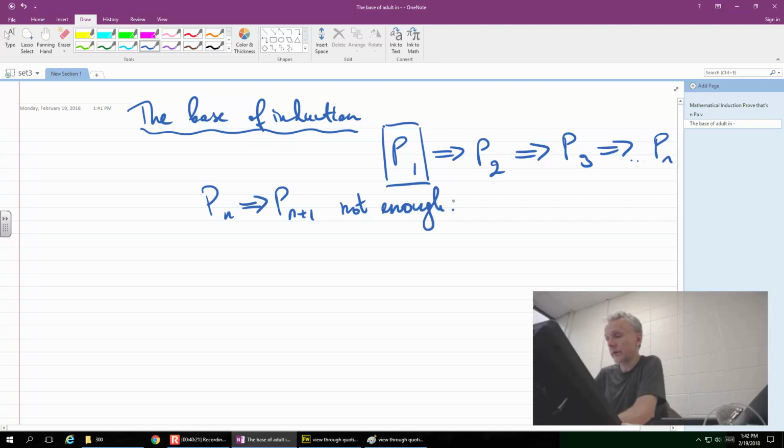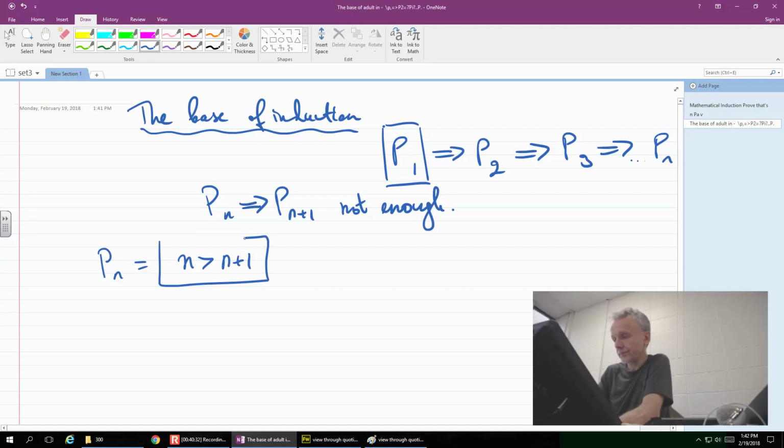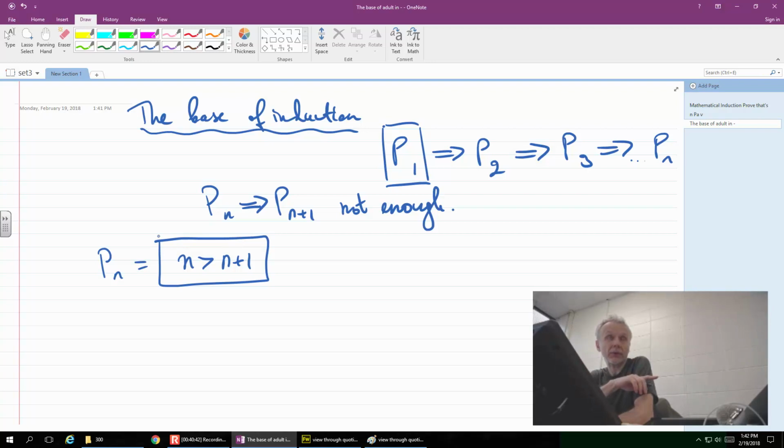In fact, I could give you an example. Pn is this statement: n larger than n plus 1. Forget that it's not true. But if you assume that it is, and that's exactly how we do it, we assume that this is true. Can you prove Pn plus 1?